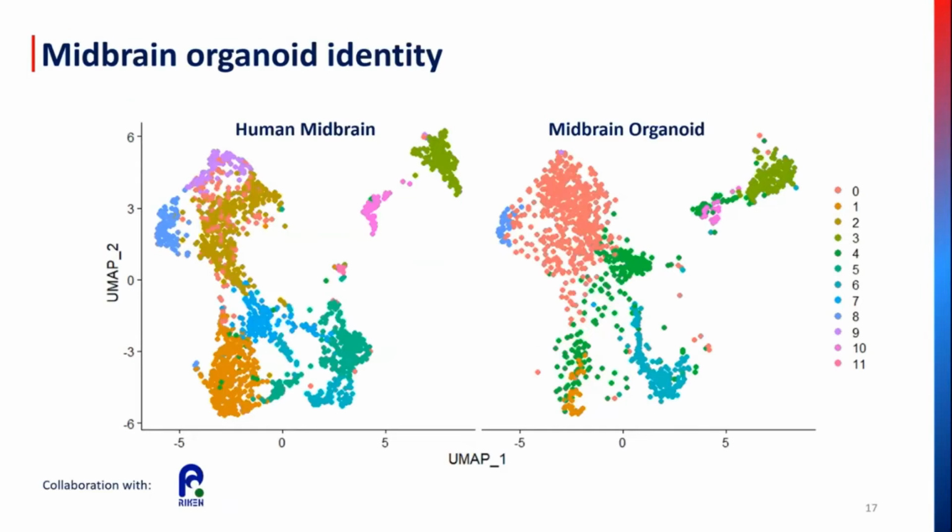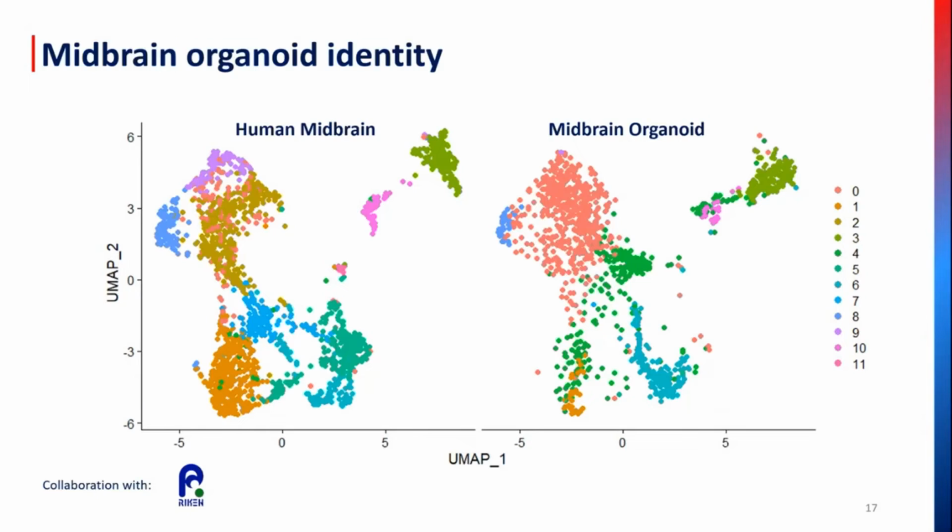So to further confirm that these midbrain organoids that I'm telling you about actually resemble the area that they are supposed to, we can compare their identity to the identity of an actual human midbrain structure. And as you can see in these graphs, the cell populations highlighted here by different colors present in the midbrain organoids are the same populations that are present in the human midbrain. So this shows that the midbrain organoids can be used as in vitro models to study diseases affecting the midbrain.